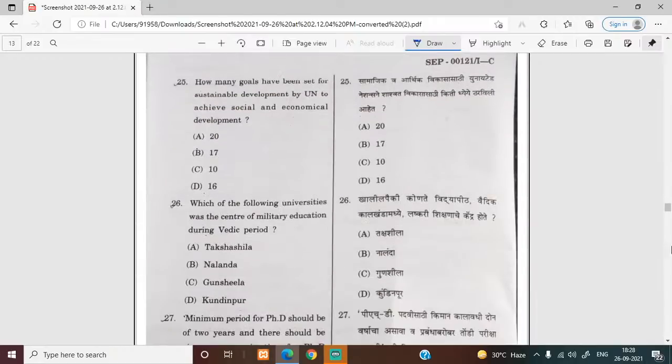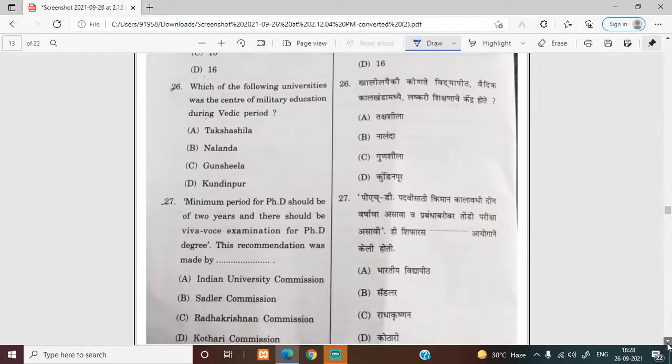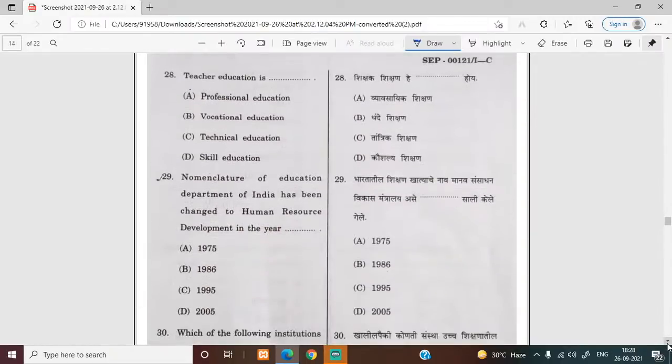Next question. Okay, students, this page is, I guess, repeated. Please, I'm sorry. We are skipping this page.